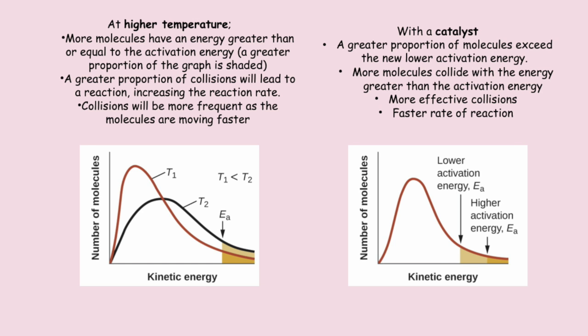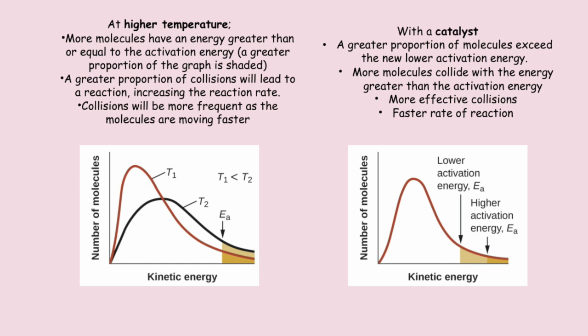You may be asked to draw a Boltzmann distribution curve to show how temperature affects the rate of reaction or how a catalyst affects the rate of reaction. For higher temperatures, more molecules have greater energy. Therefore, more molecules have an energy greater than or equal to the activation energy. A greater proportion of collisions will lead to a reaction, increasing the reaction rate. Collisions will also be more frequent as the molecules are moving faster.